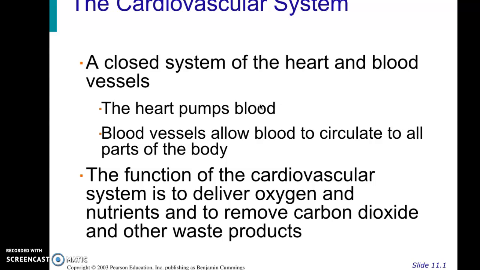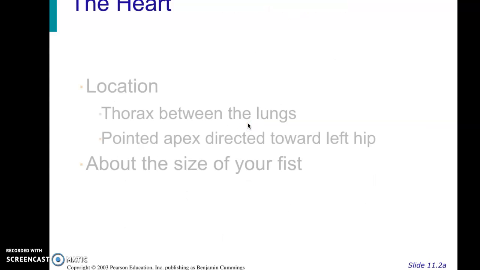So basically we have a heart that pumps blood. The blood vessels then will allow the blood to circulate. The whole role of the cardiovascular system is to deliver oxygen and nutrients to the cells and to remove carbon dioxide and other waste products.